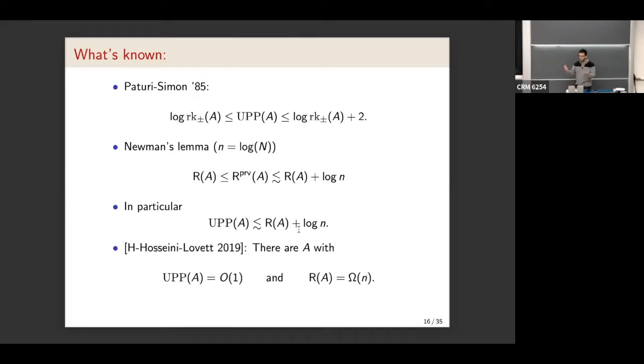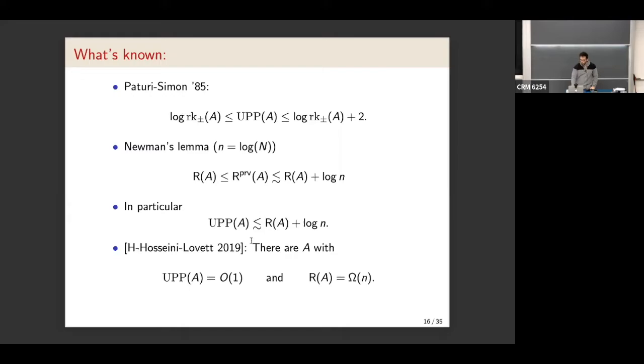Now, how do these two things compare? In an earlier work from 2019, with Kaave again and Shakalovet, we proved that the gap can be huge, as large as possible, really. There are examples where sign rank is only 3, the UPP is really constant, and the randomized complexity is as big as possible, basically big omega of n. So that's the upper bound we have. The gap can be huge in that direction.